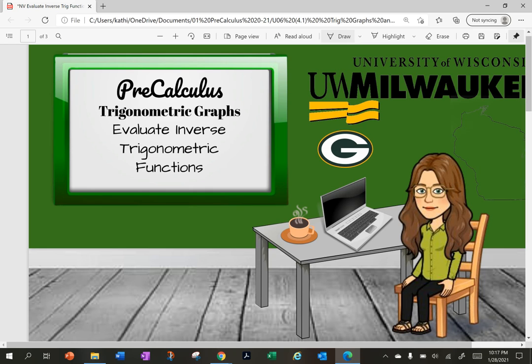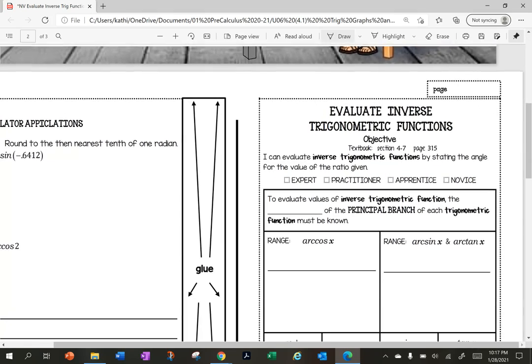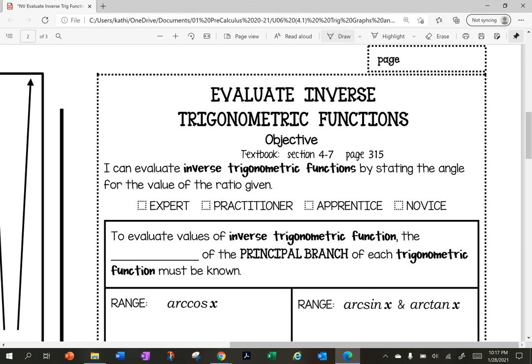Today's lesson is evaluate inverse trigonometric functions. My learning goal for today is: I can evaluate inverse trigonometric functions by stating the angle for the value of the given ratio.